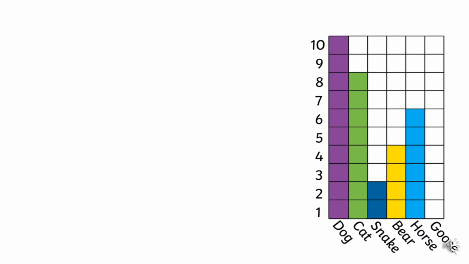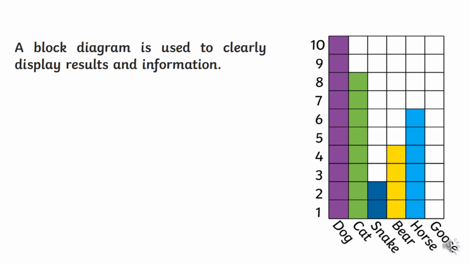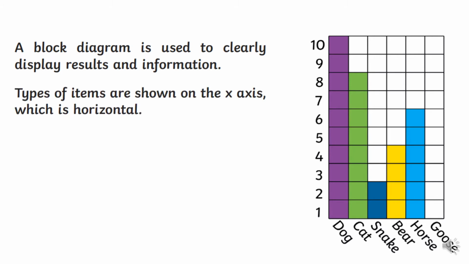You might remember this block diagram from yesterday. A block diagram is used to clearly display results and information. Types of items are shown on the x-axis, which is horizontal, which means that direction over there. This is the x-axis, and this has our items there. We can see the words dog, cat, snake, bear, horse, and goose. These are the items on the x-axis.